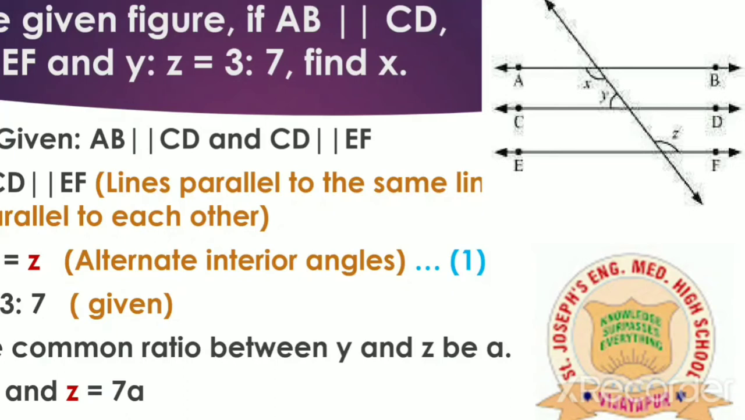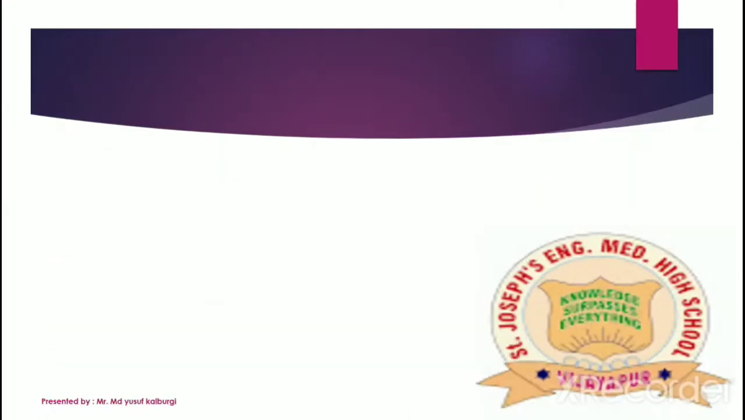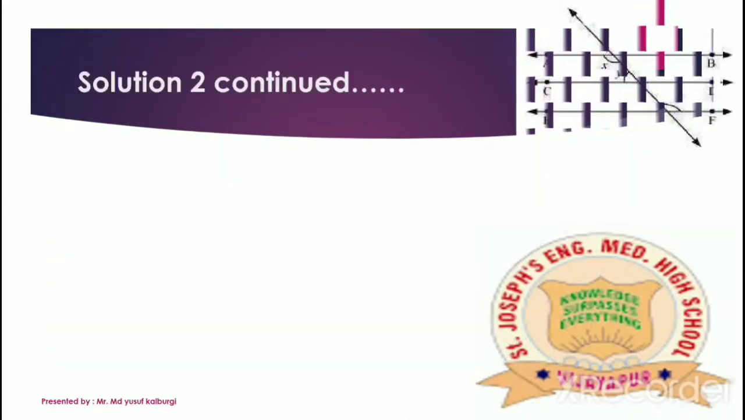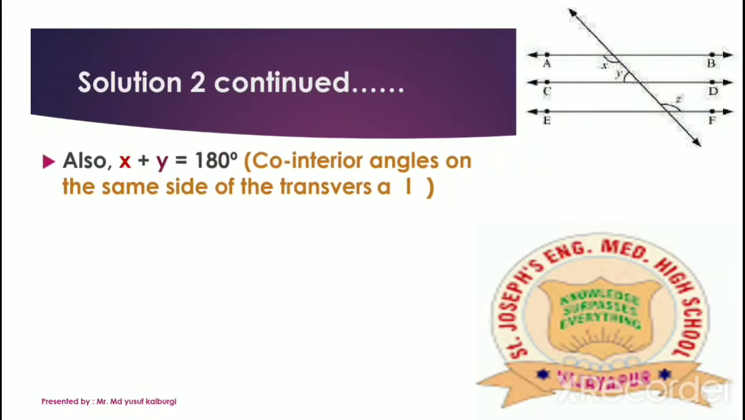So if we add X plus Y, it is equal to 180 degrees. For the next step we are going to write X plus Y is equal to 180 degrees. Reason: co-interior angles on the same side of the transversal.